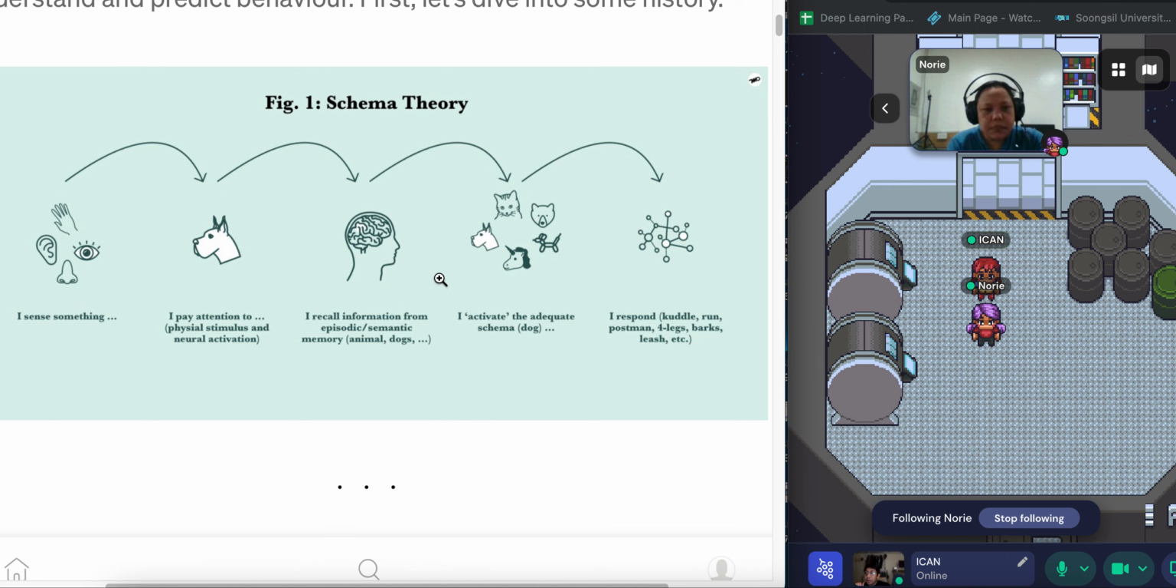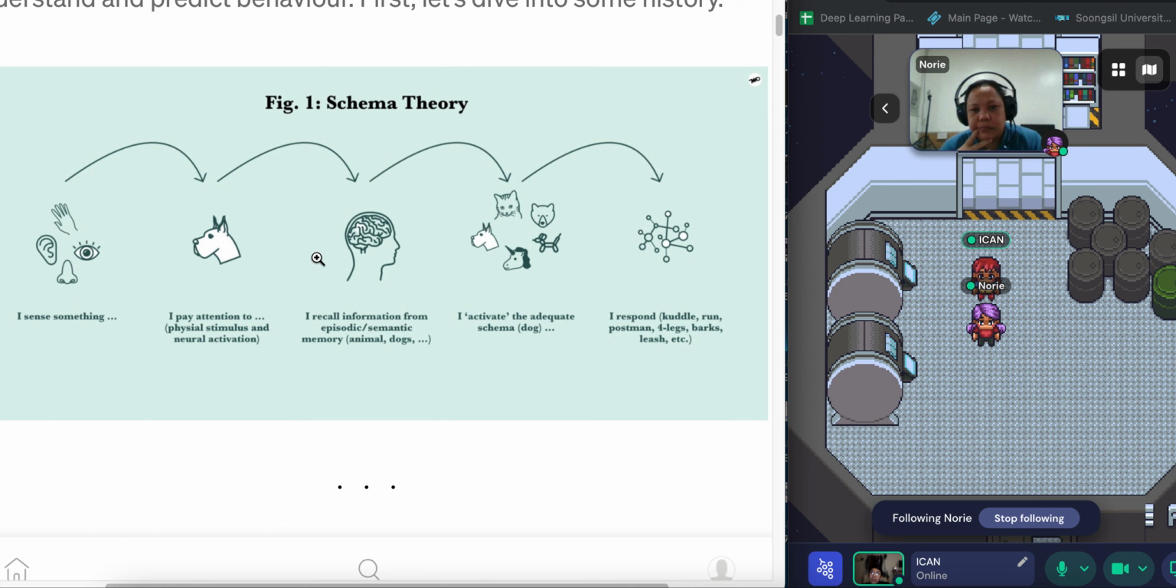Or if there's something that you can touch, then you feel it, and then you know. If there's something new, you use your senses to receive it. Upon doing that, you will now recall information from your memory.